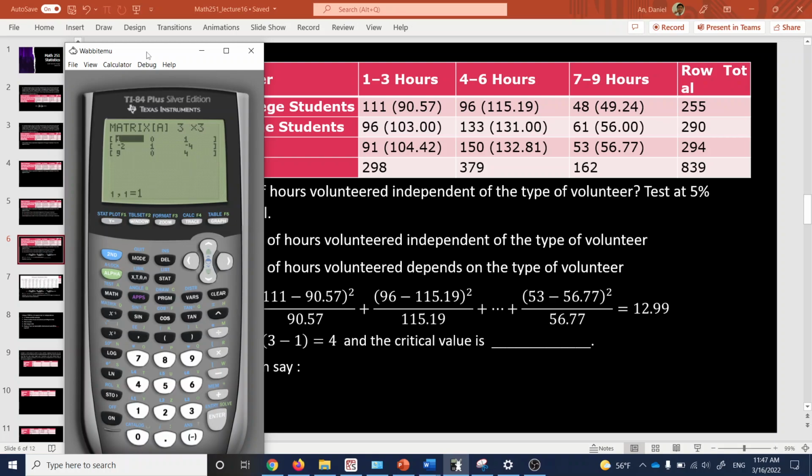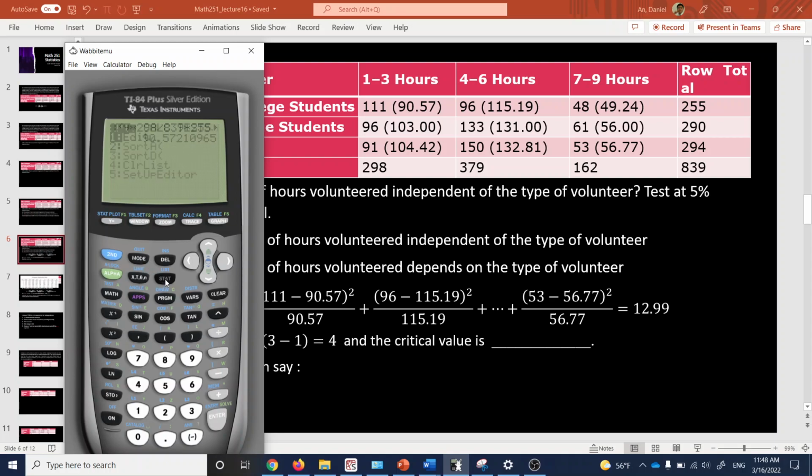And then you just enter all the values. So 111, enter, 96, enter, 48, enter, 96, enter, 133, enter, 61, enter. Okay, 91, enter, 150, enter, and 53, enter. Okay, so once you have the matrix ready, you can second quit.